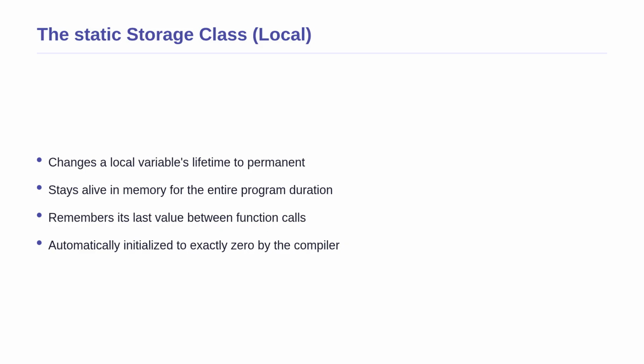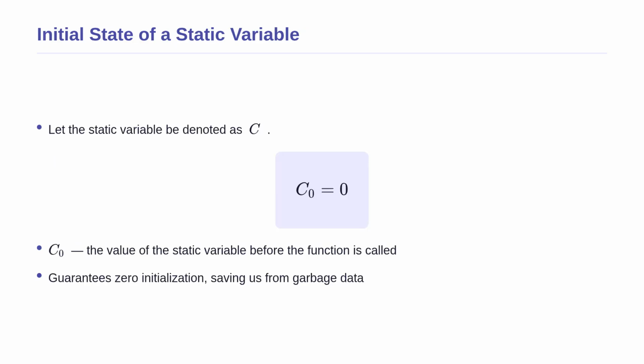Even though it lives forever, its scope remains local, so no other function can touch it. Plus, it is automatically initialized to a safe zero. To see how this works mathematically, suppose we want to write a function that counts how many times it has been called. We declare a static integer variable, which we will denote as C. Before the function is ever called, the compiler automatically sets its initial state, C0, to exactly 0.